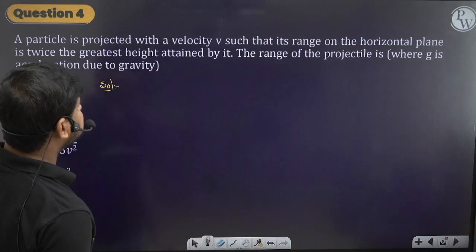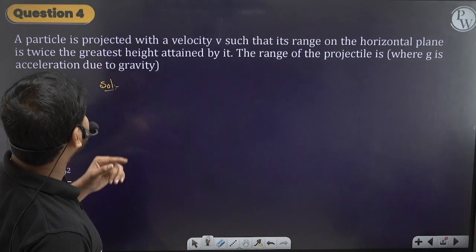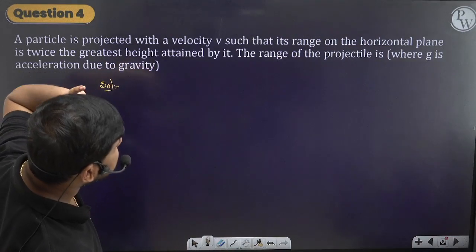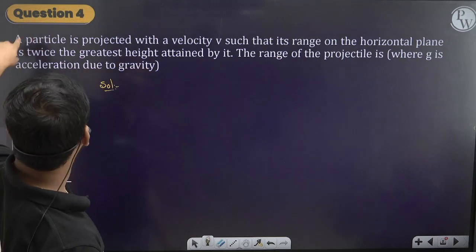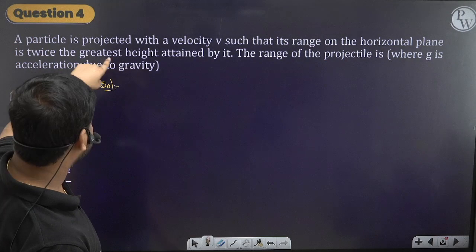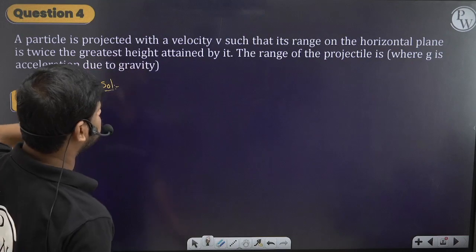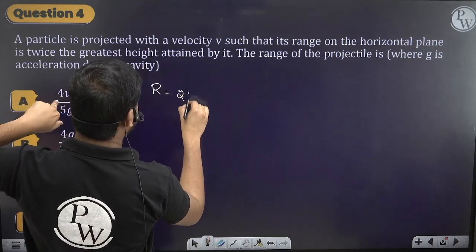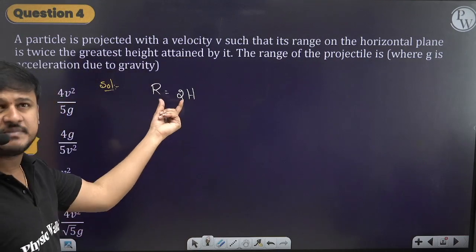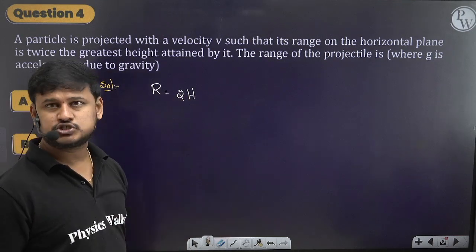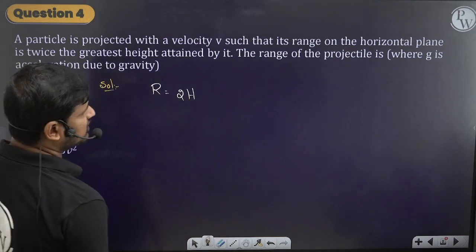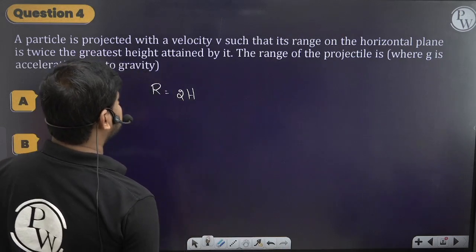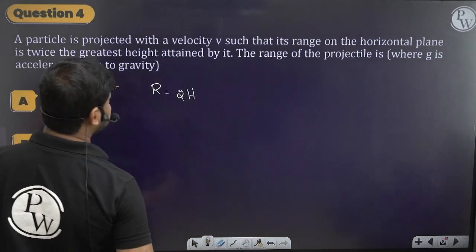A particle is projected with a velocity v such that its range on the horizontal plane is twice the greatest height attained by it. So they are saying that the range is twice the greatest height attained by it. So greatest height means the maximum height. So range is equal to 2 times h. Okay. So then the range of the projectile is given as, let's write r is equal to 2h.